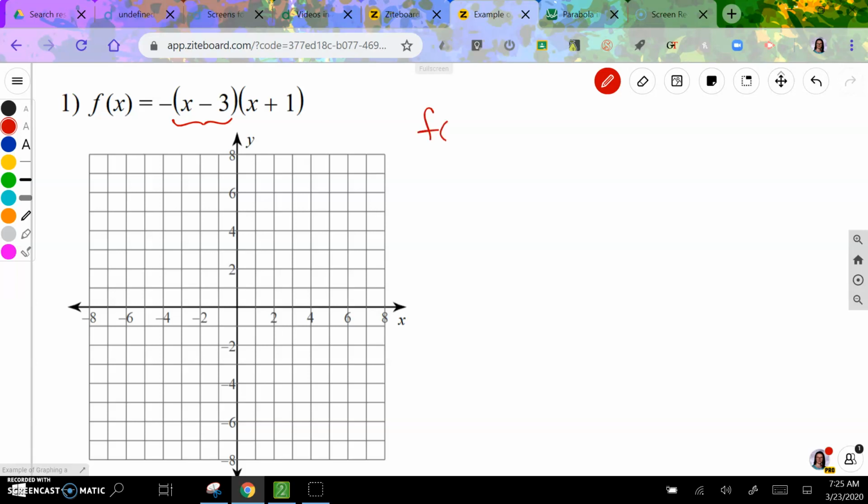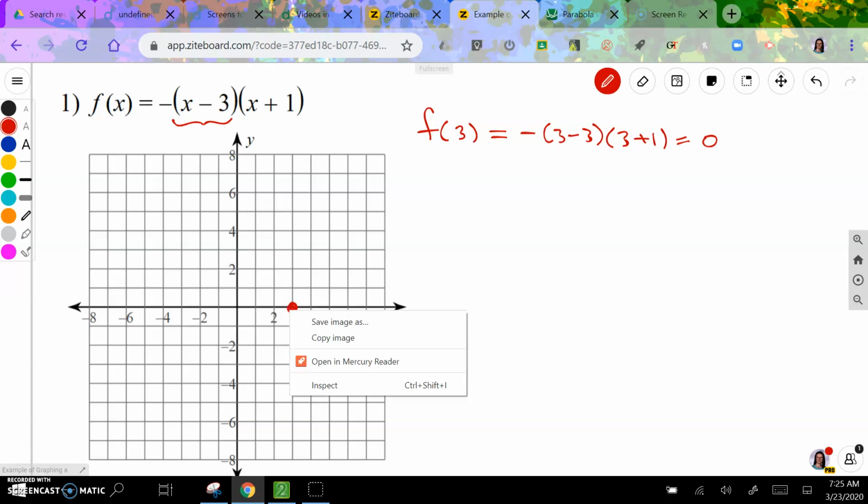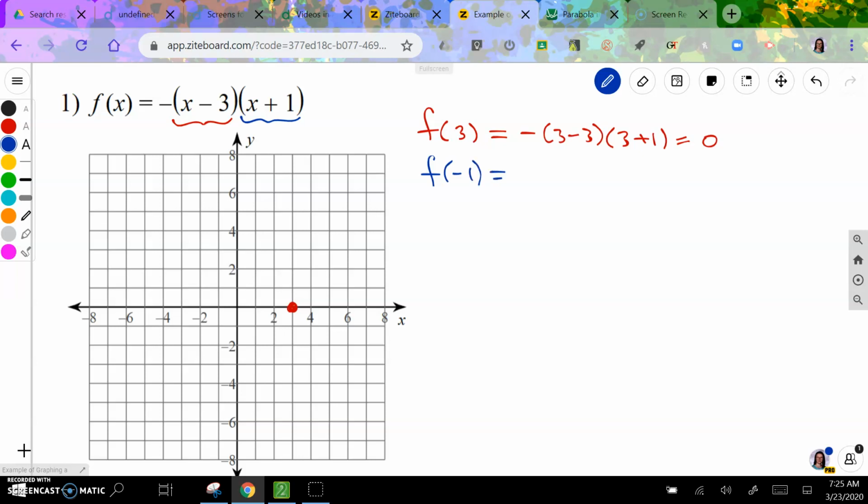On the side, just for myself, I'm going to say f of 3 is negative 1 times 3 minus 3 times 3 plus 1. Well, 3 minus 3 is just 0, so when we multiply anything by 0, the answer is 0. So (3, 0) is my first x-intercept. Then I have a second factor of x plus 1. I'm going to think to myself, what would make that equal to 0? And hopefully we realize it's negative 1.